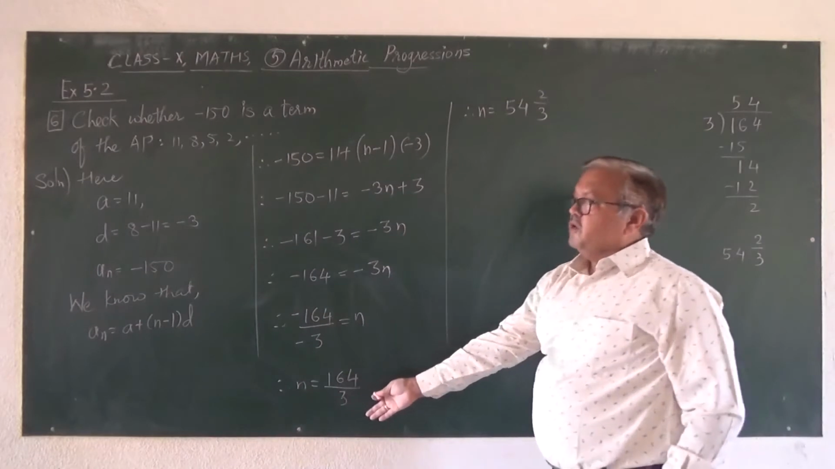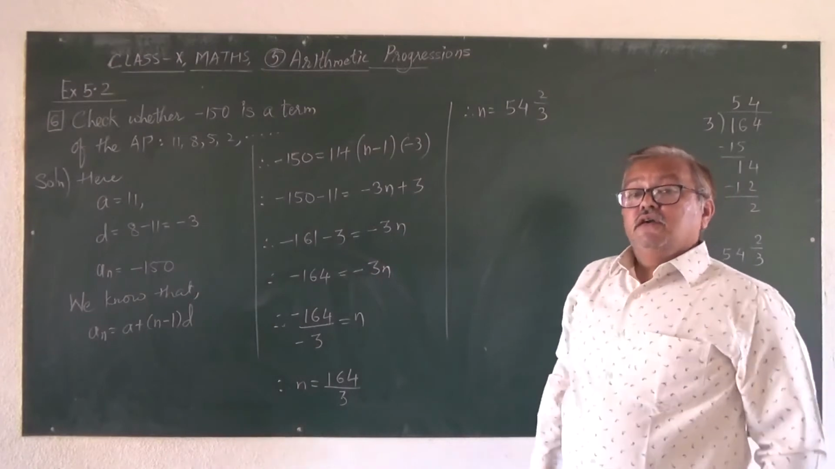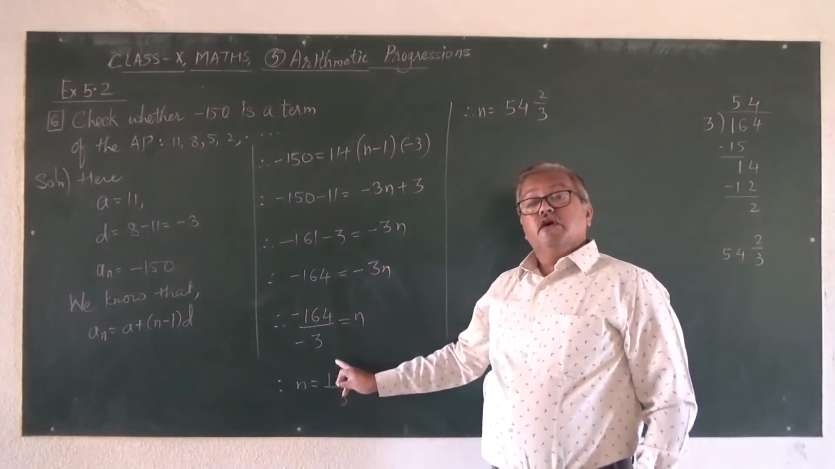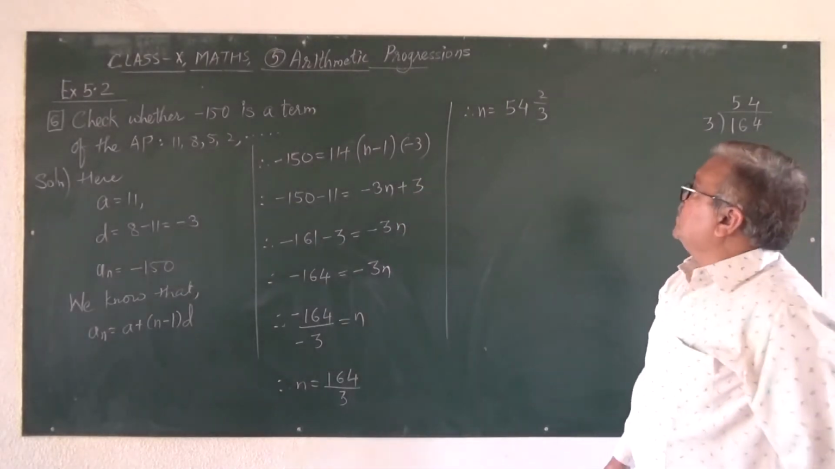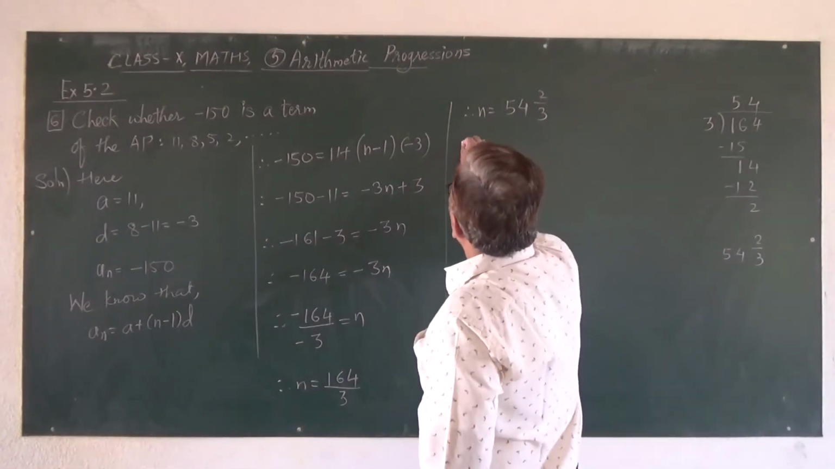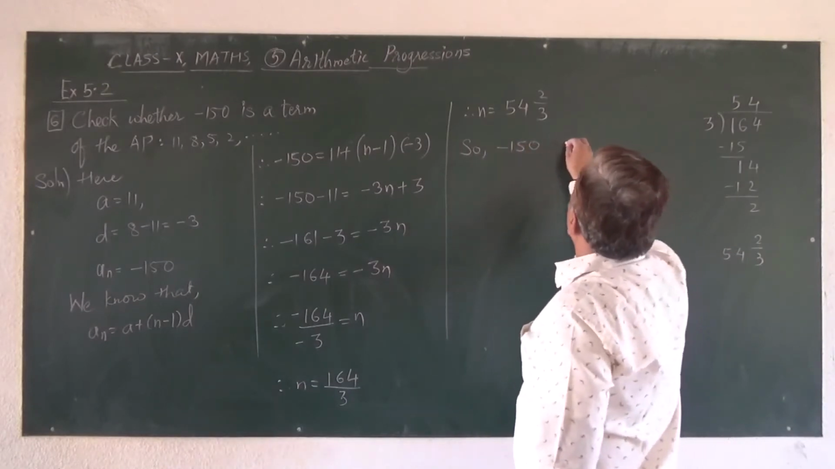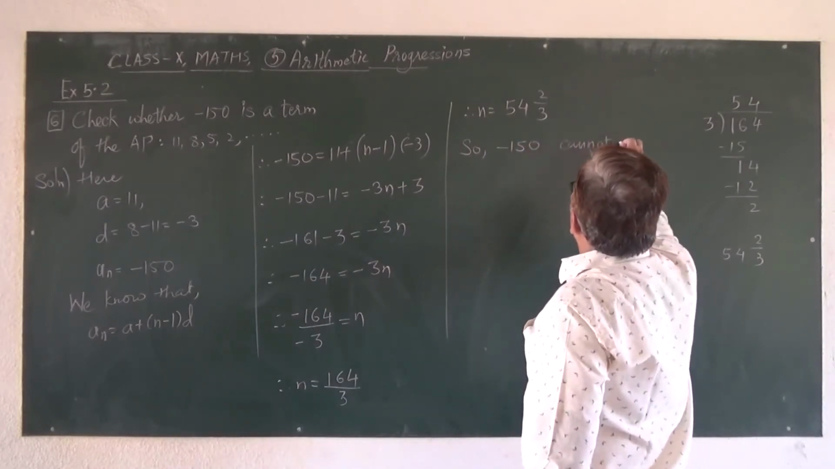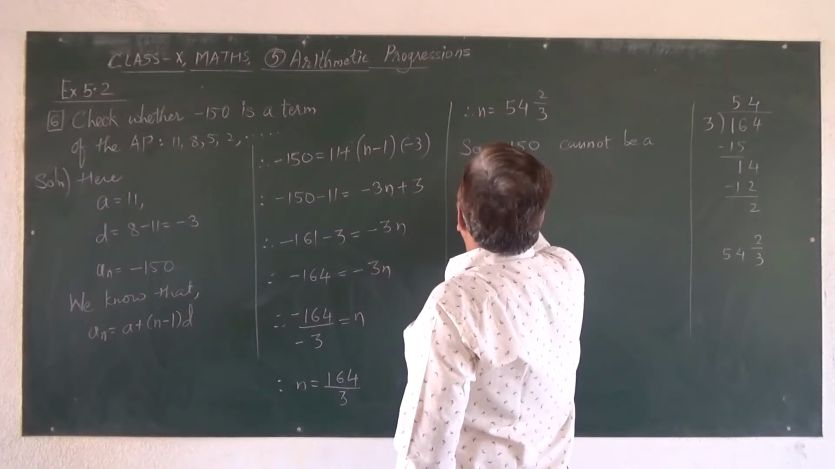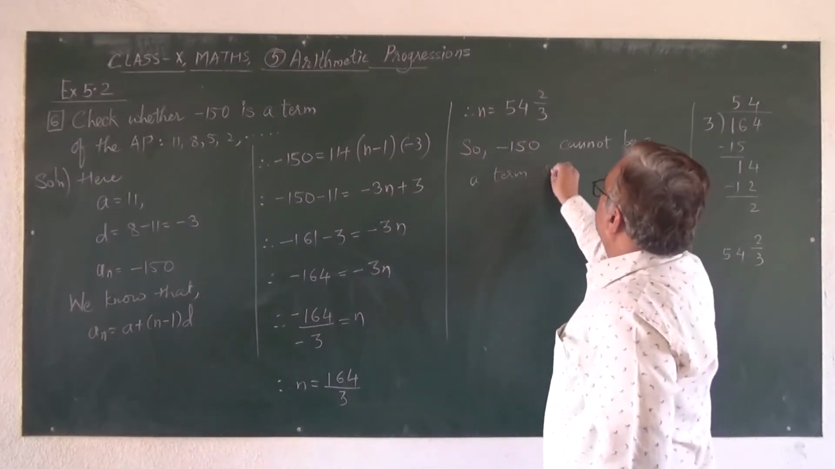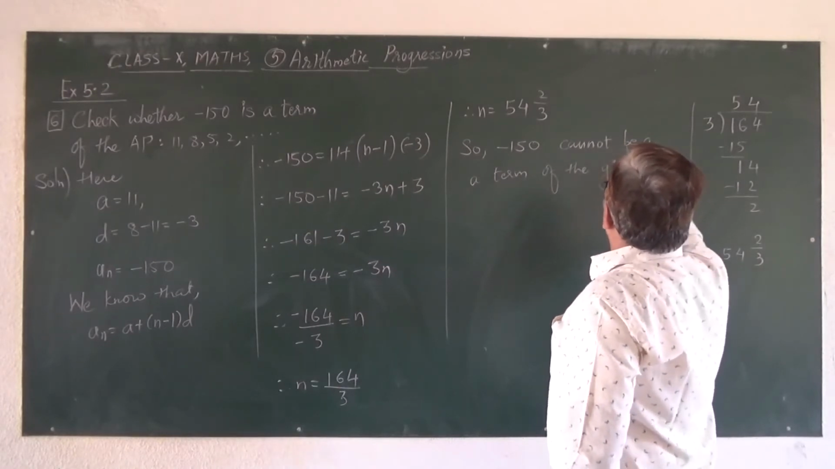Or you can decide from here also: if it is fully divisible, n is a whole number, then minus 150 can be a term of the AP. But as here n is a fraction, it cannot be a term of the AP. So minus 150 cannot be a term of the given AP.